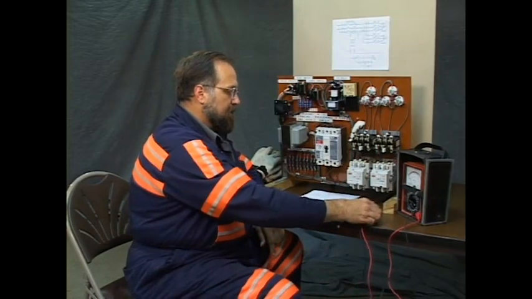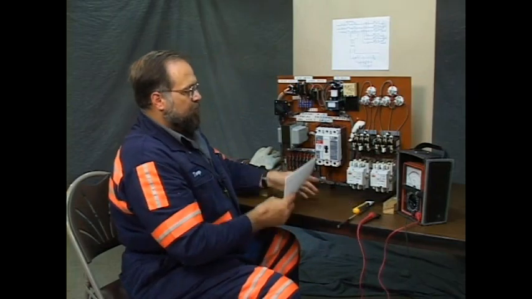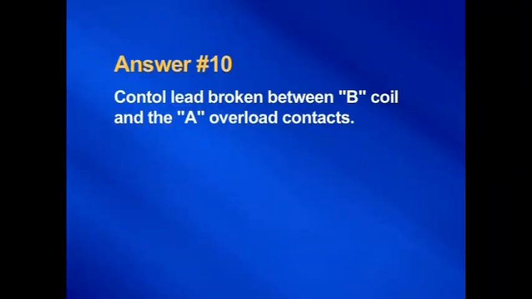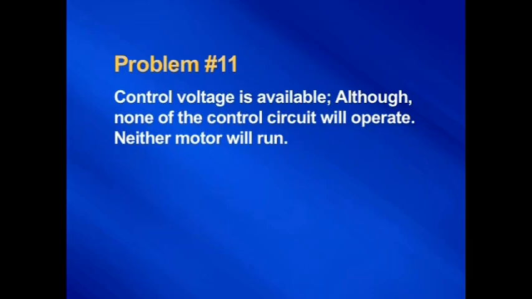To complete the exercise, the written portion of his answer, the apprentice should write, you have a control lead open between the B coil and the A overload contacts. And that's that. Problem number 11.